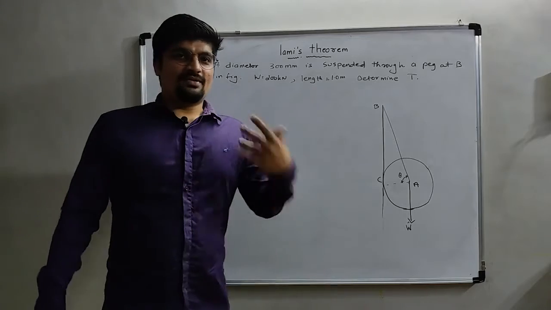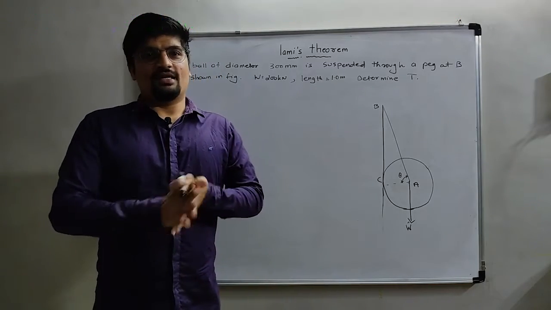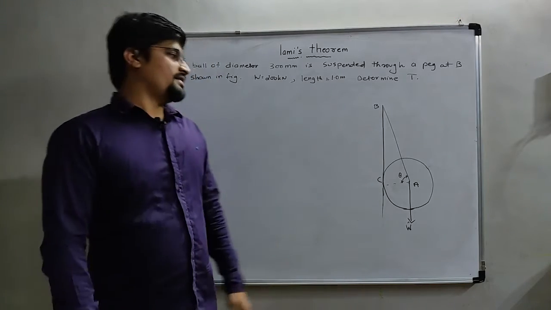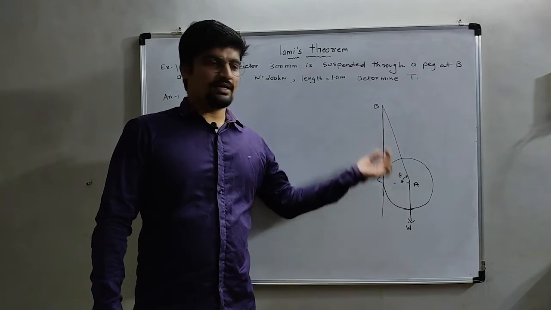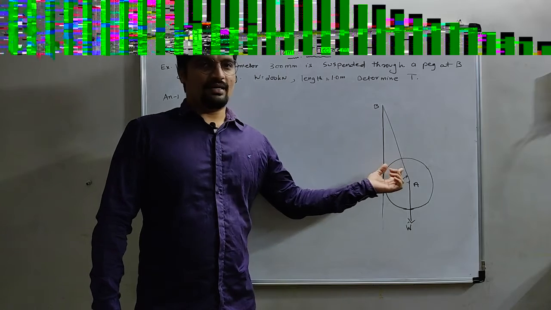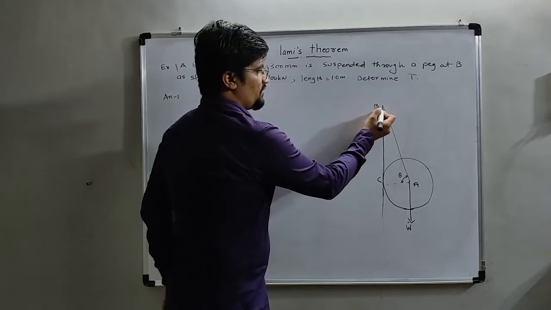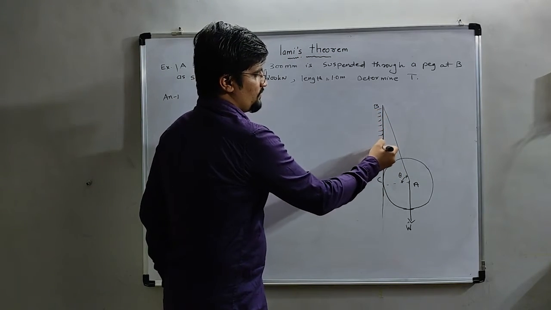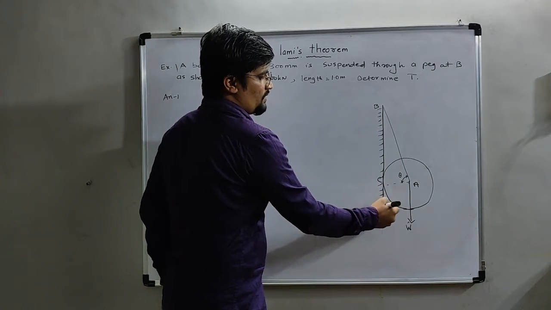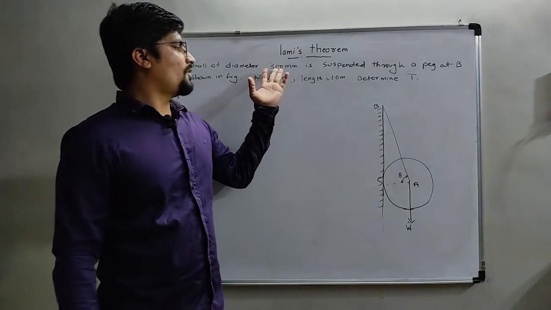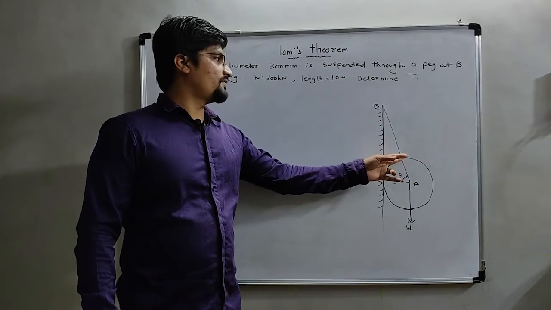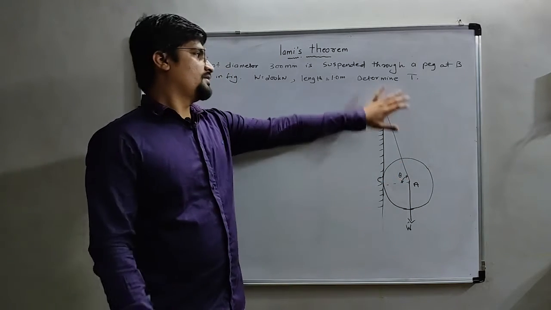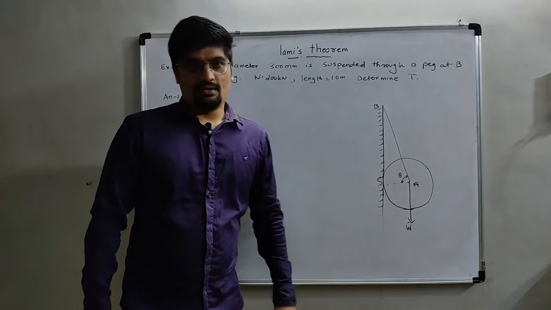Here is one example related to Lami's theorem that we are going to solve, and I have shown one physical body. In this, it is a steel ball which is attached to a string, and the string is fixed on the wall. The ball diameter is 300 mm, and the length of the string up to the surface of the ball is 1 meter. Then we have to determine the tension.